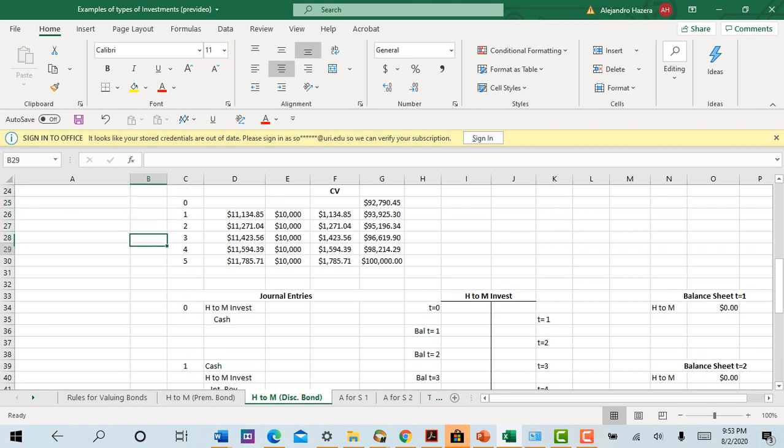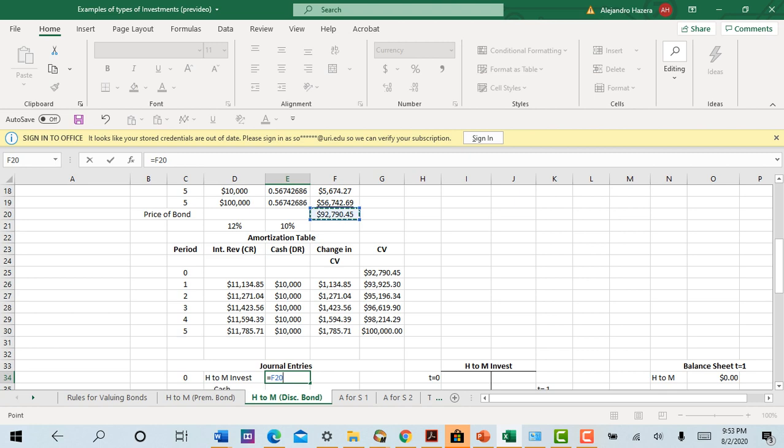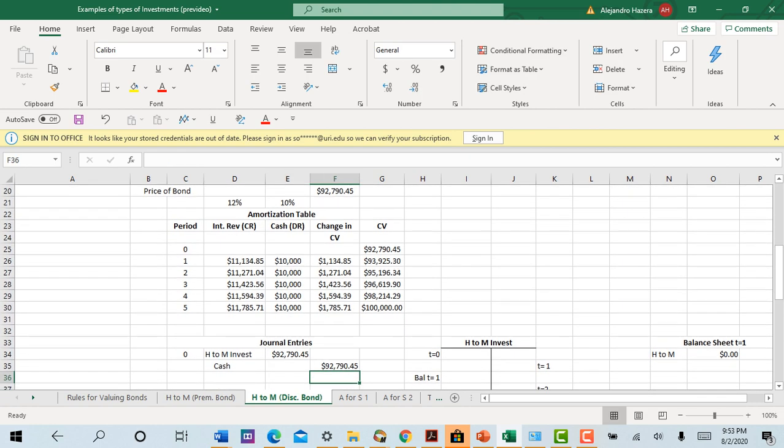The first journal entry is that you actually lend the money out. That's equal to the price of the bond. And you might think it's not fair, but in this case, you're going to get back the same cash flow that you did last time: $50,000 in interest and $100,000 at the end. You're going to get back $150,000, but you're only going to lend this company $92,000. So you may think it's not fair, but the fact is it's probably a bad credit risk.